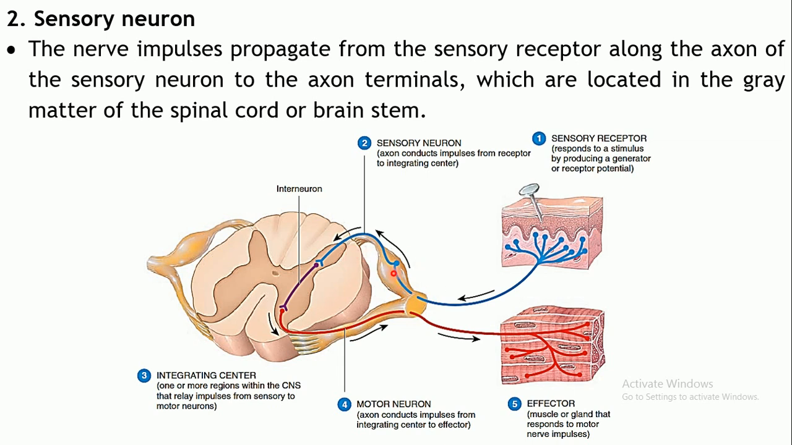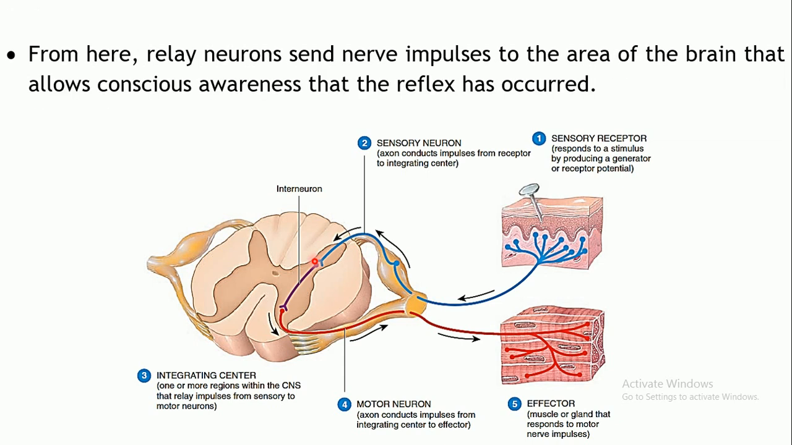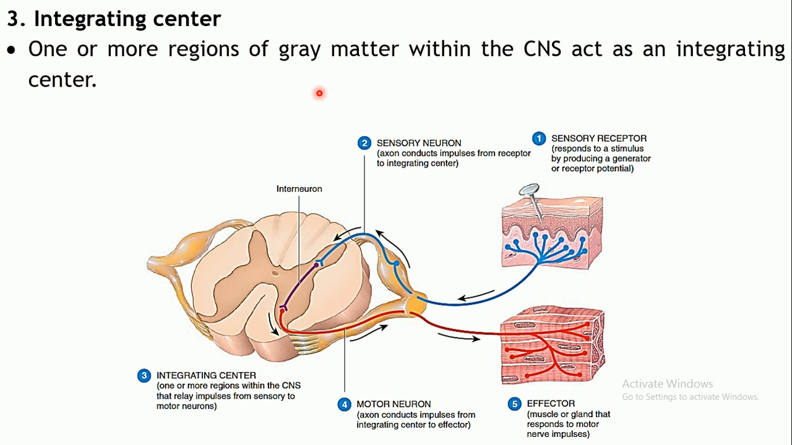Okay, so these axons will carry this information along the posterior route. It will enter your spinal cord or brain stem in the grey matter. From here the information will be relayed towards the brain so that you come to know that the reflex has occurred, for you to make it aware. So there will be one more signal sent towards the brain.